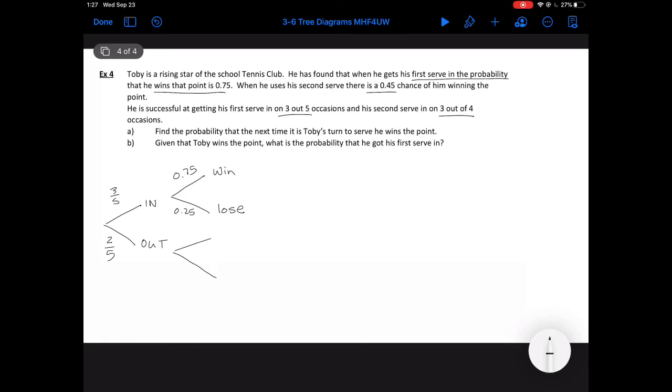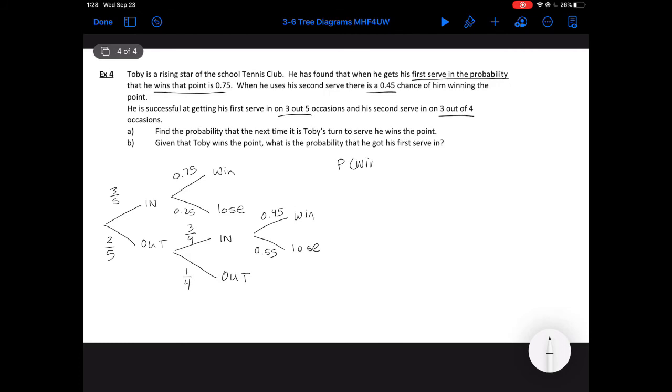Now, if his first serve is out, he's going to get a second serve. And that serve can either be in or out. His second serve is successful 3 out of 4 times, which means that it's unsuccessful 1 out of 4 times. If his serve goes in, then he can win or lose the point. So win or lose the point. If he gets his second serve in, there's a 45% chance of him winning, which means there's a 55% chance of him losing the point.